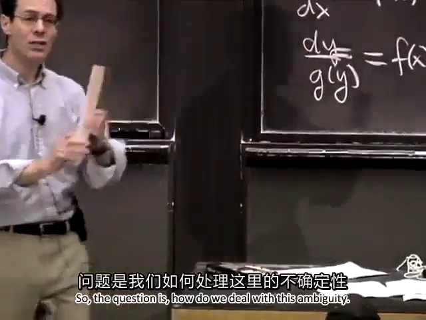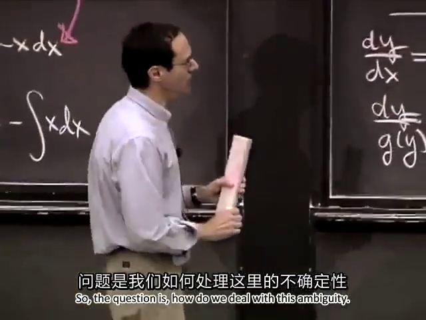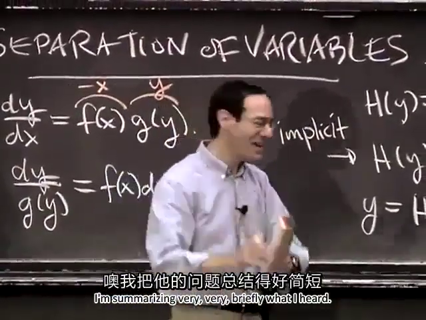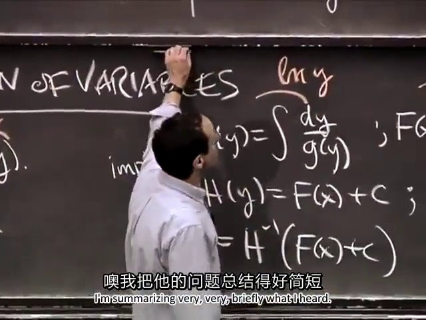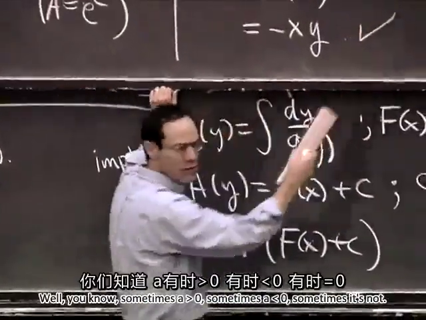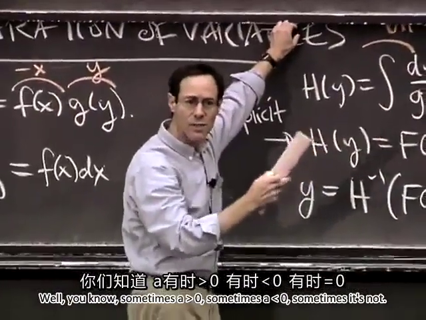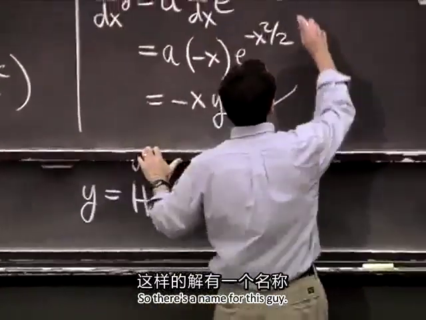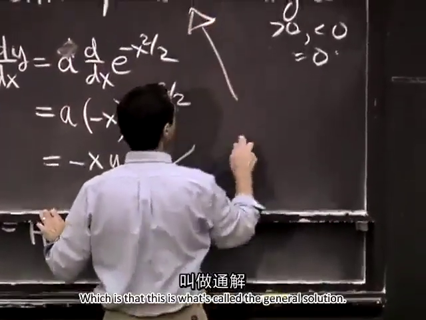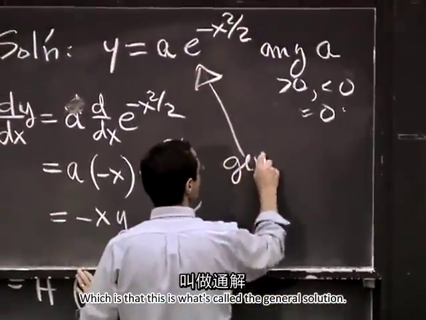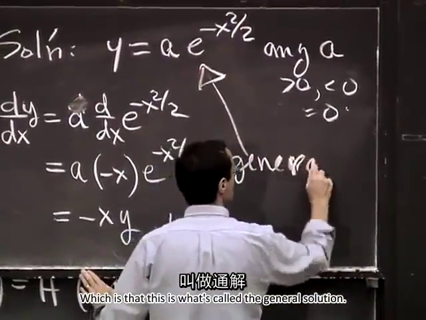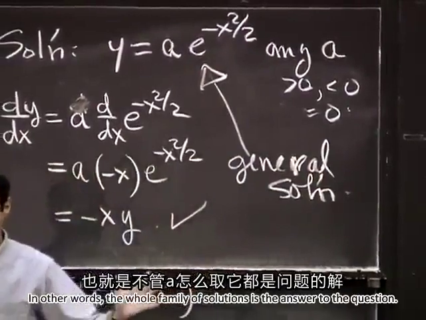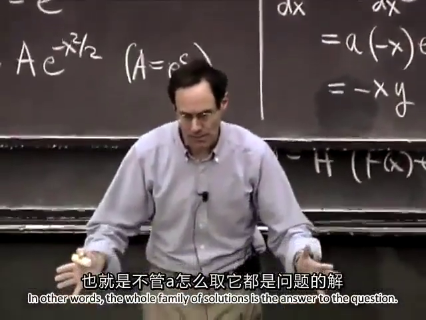Yeah. So the question is, how do we deal with this ambiguity? I'm summarizing very briefly what I heard. Well, you know, sometimes A is bigger than 0, sometimes A is less than 0, sometimes it's not. So there's a name for this, which is what's called the general solution. In other words, the whole family of solutions is the answer to the question.